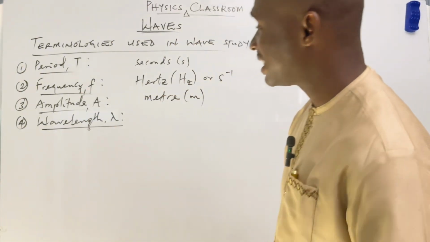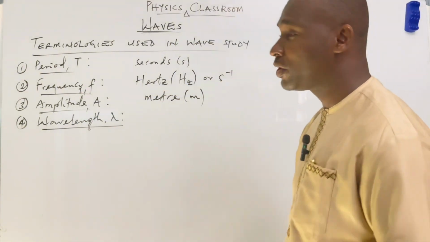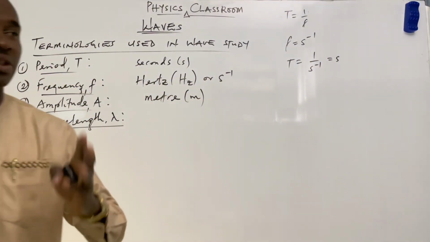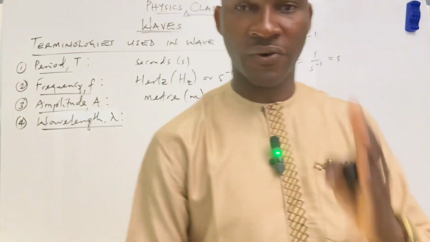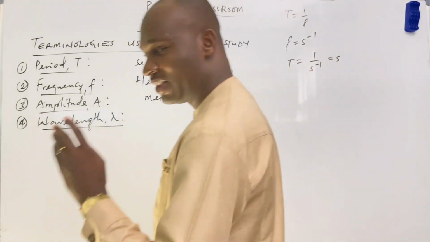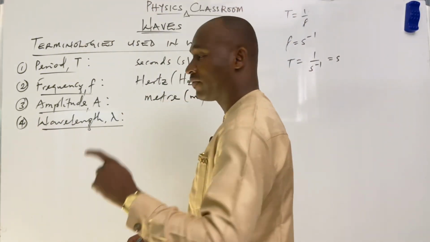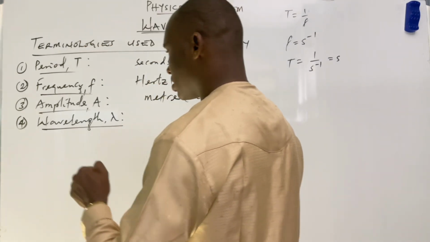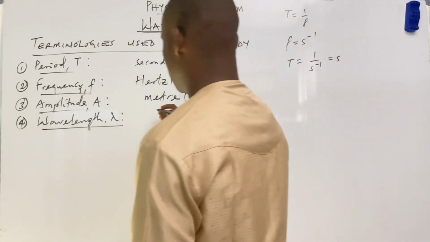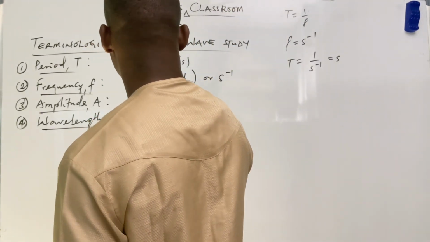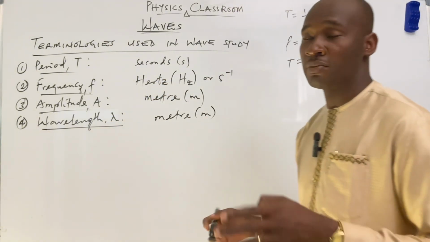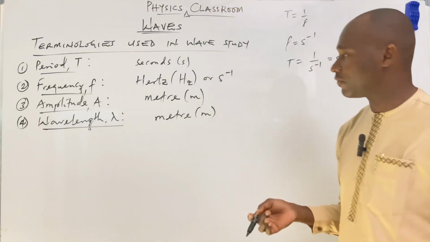Then how do we define wavelength? A wavelength is the distance between two successive crests or troughs. That's wavelength, and it is also measured in meters. Now, when we talk about two successive crests or troughs, some of you might be wondering what a crest is and what a trough is. I'm going to show you.